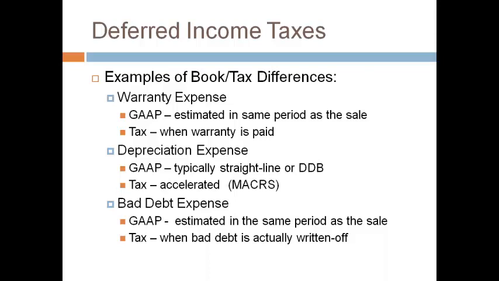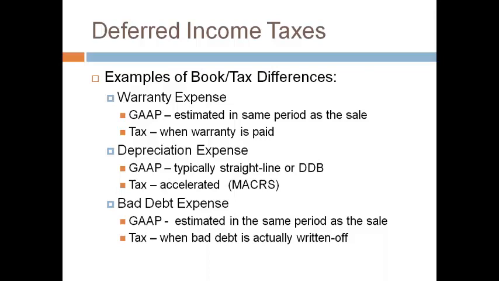Another example of a difference in what is reported on the income statement and what is deducted on the tax return is with bad debt expense. Under GAAP, bad debt expense is estimated and recorded in the period of the sale. On the tax return, a deduction is not taken until the account is written off.